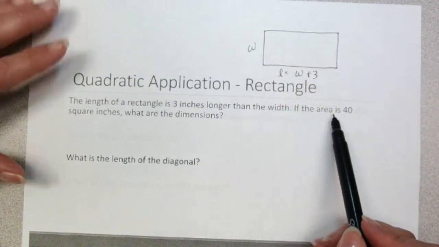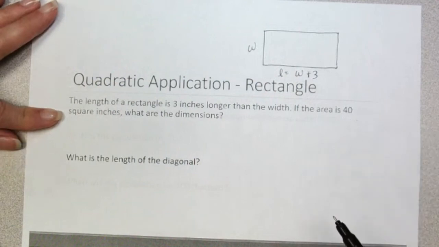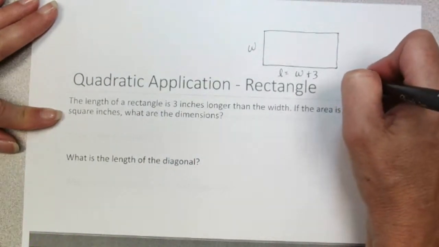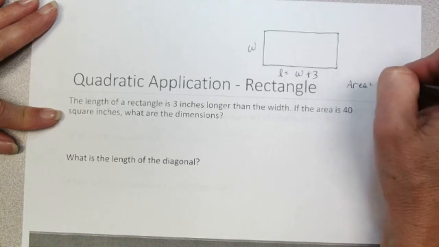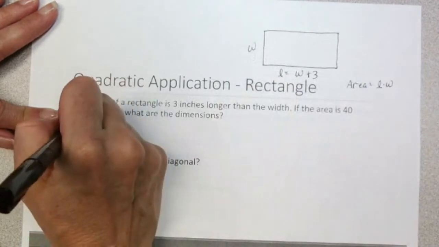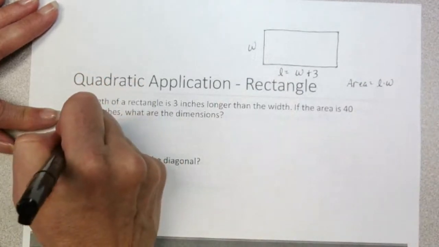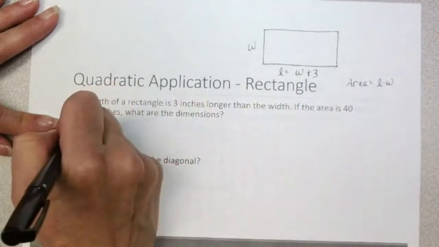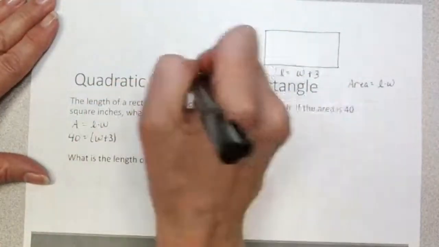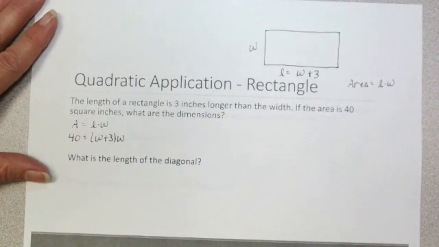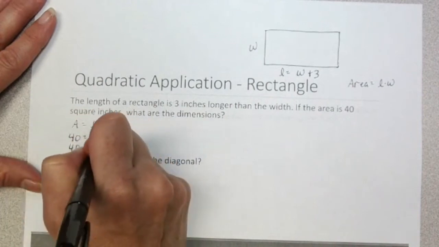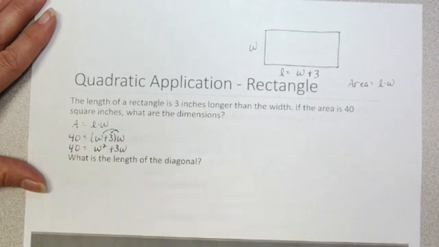Now they're telling us that that area is 40 square inches. What is the formula for the area of a rectangle? The area of a rectangle is equal to the length times the width, okay? So for this particular application, they're telling me the area is 40. I can say 40 is equal to length, which is W plus 3, times the width, W. All right, well, we can simplify that by distributing the W. And when we do that, we see that 40 is equal to W squared plus 3W.